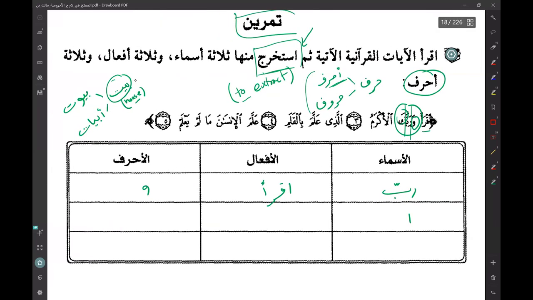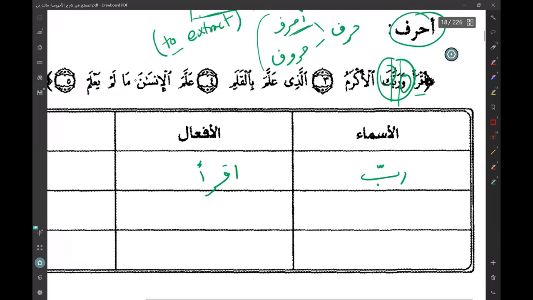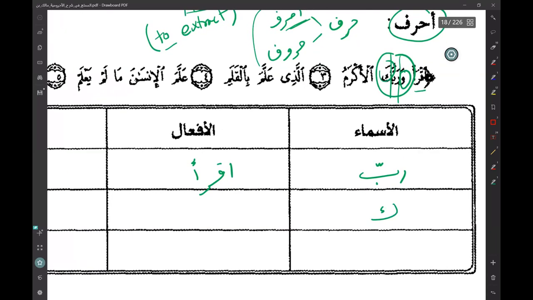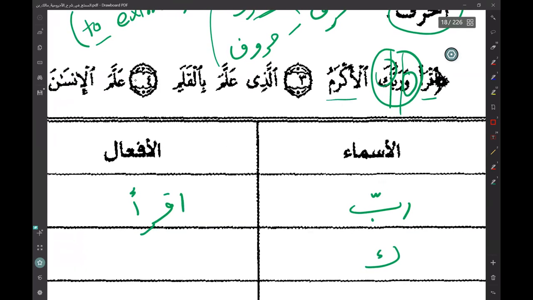If I say kaf is a noun, some people will get confused, because they'll say no, it's not a noun, it's a pronoun, right? That's why we have to use the term isim here. And we have al akram. What do you think? Okay, isim.